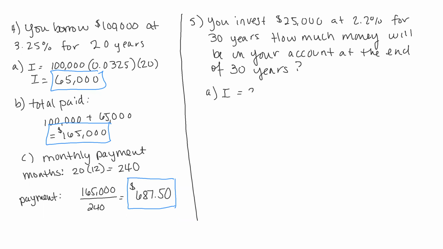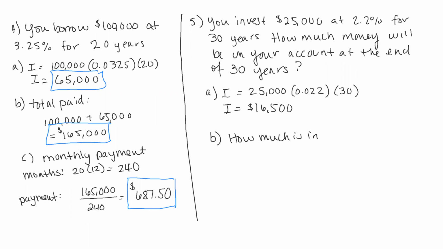So I'm going to take the principal amount invested. I'm going to multiply it by my interest rate as a decimal, so 0.022. And then I'm going to multiply it by the time frame, in this case, 30 years. So 25,000 times 0.022 times 30, I think I said 25 years, 30 years, we get that we're going to earn interest of $16,500.